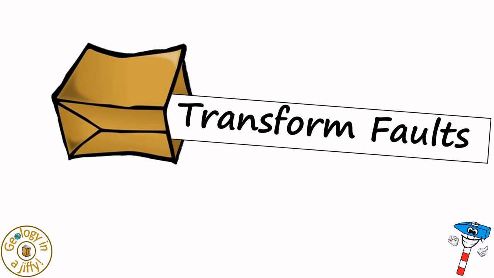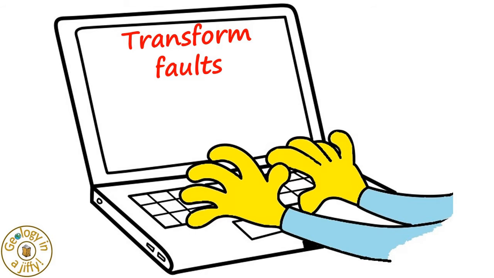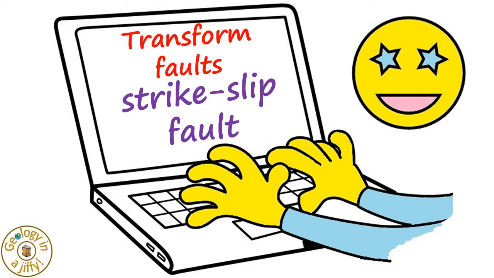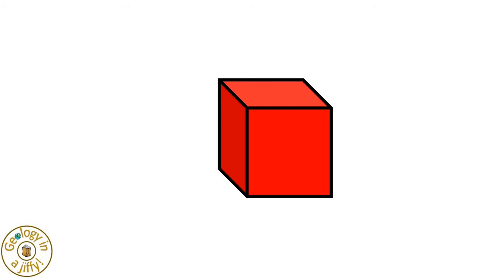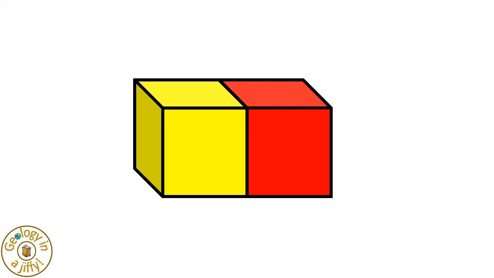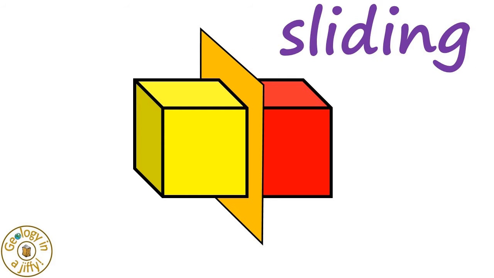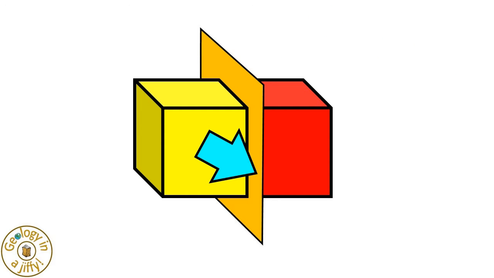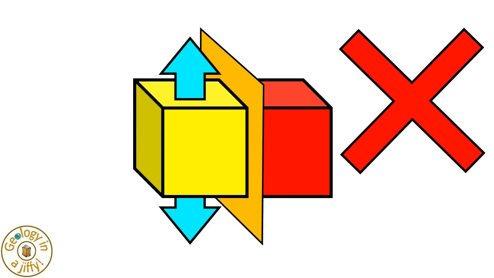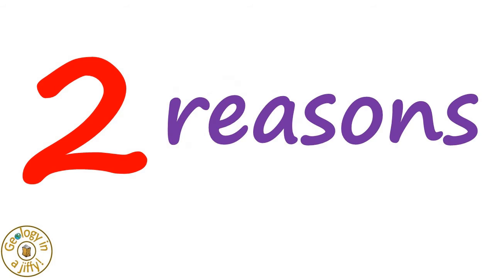Transform faults. Transform faults are a special type of strike-slip fault. Transform faults happen when two blocks of rock move in relation to each other at a fault plane by sliding past each other, like this, or like this, but not up or down. But transform faults are special for two reasons.